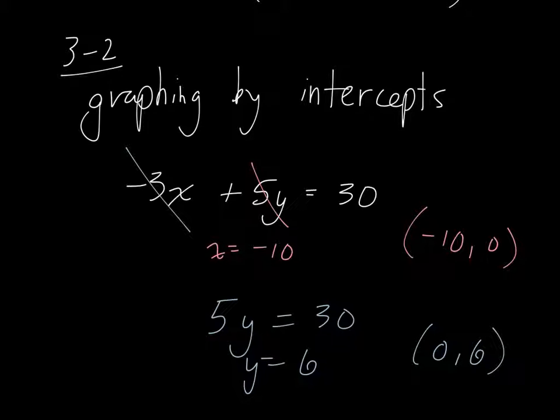It's y equals some number. How about the vertical line? Instead of y equals some number, what's the vertical one going to be? What's the vertical one going to be?